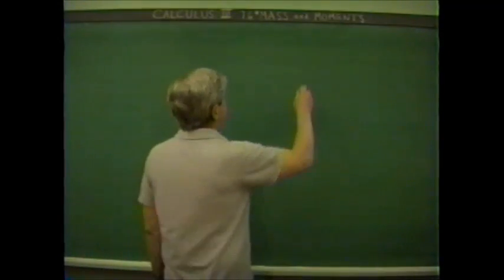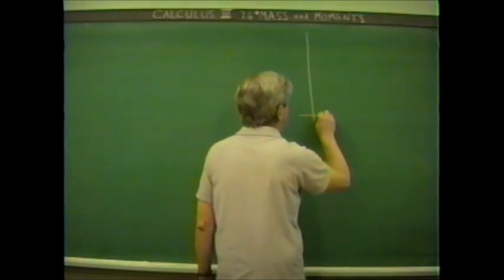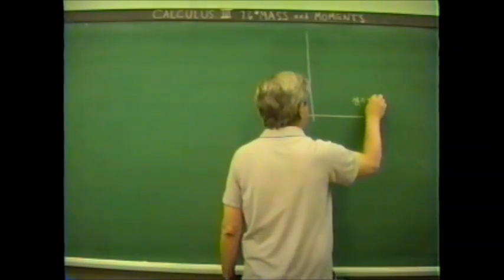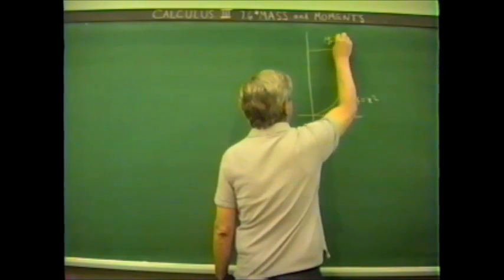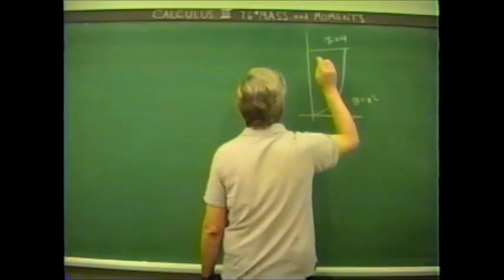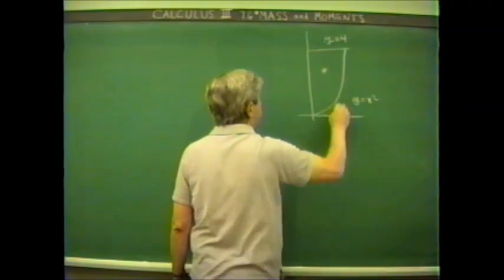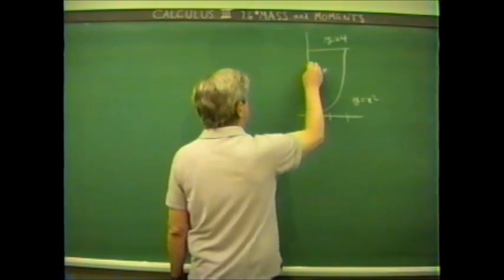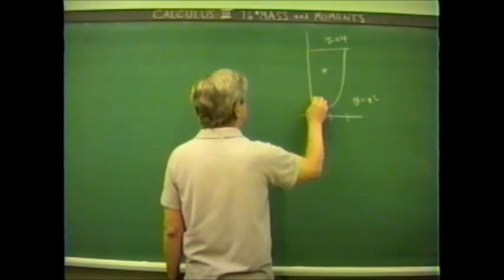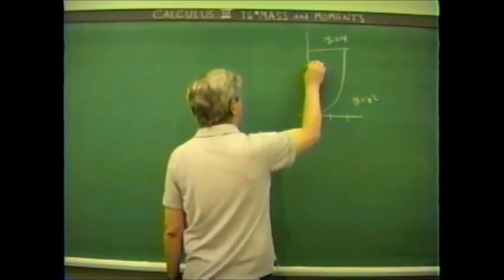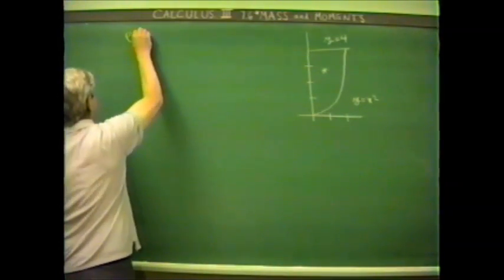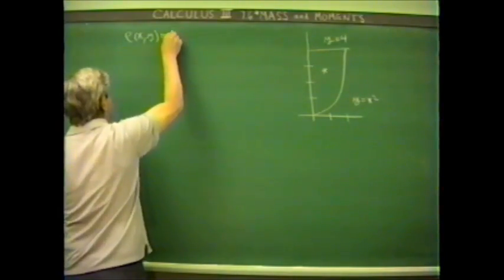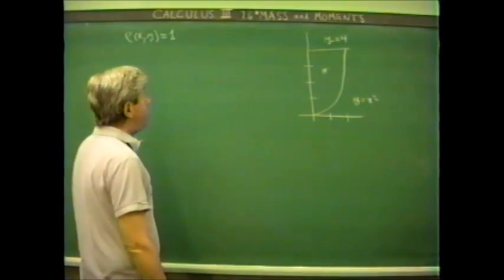Let's take a look now at a simple example involving mass and moments. Suppose we're looking at the region in the plane between y equals x squared and y equals 4 in the first quadrant. This region right over here: x goes between 0 and 2, and y goes between 0 and 4. Let's suppose that rho of x and y is equal to 1, so that what we're looking at is the area when we compute the mass.